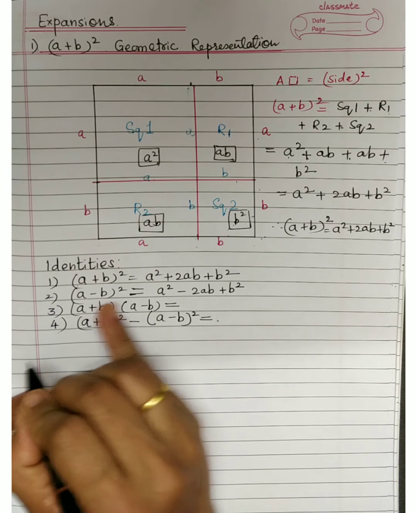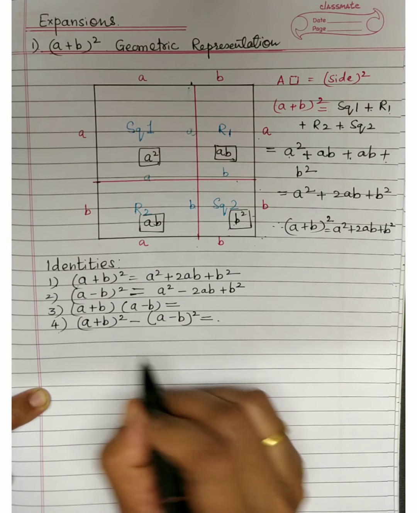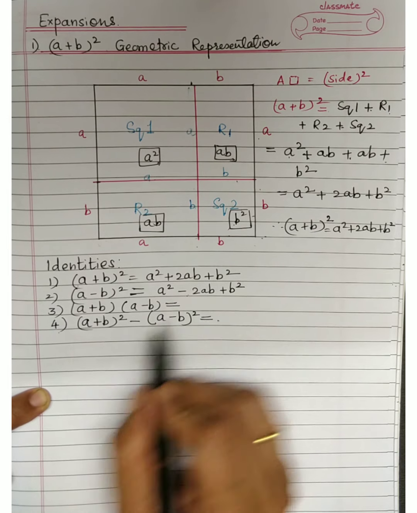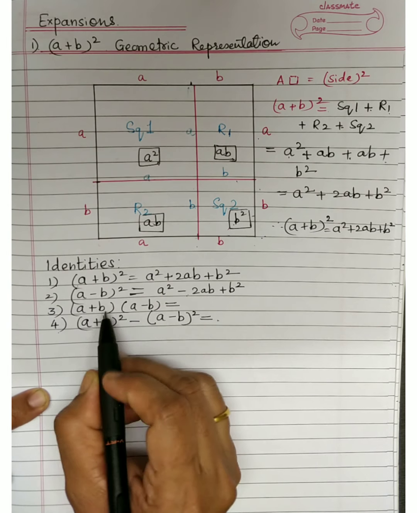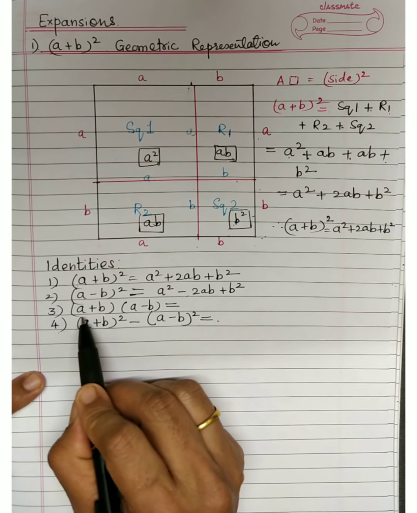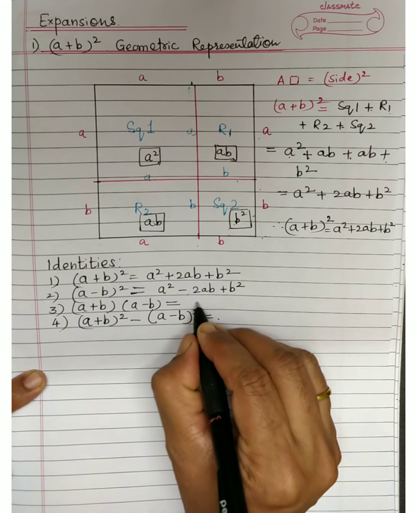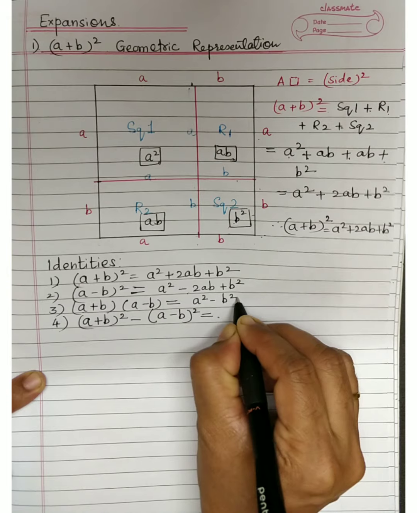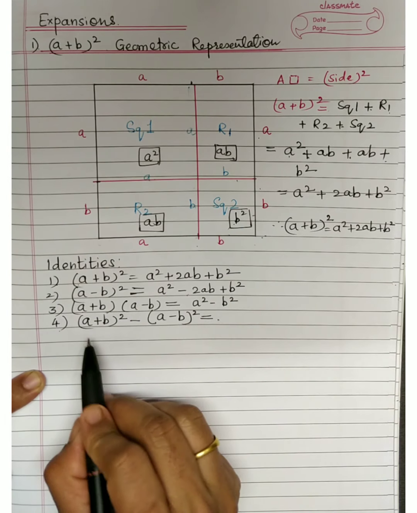Where does this formula differ from the previous one? Only the sign of the middle term, plus or minus. Then another very much used formula, (a + b) into (a - b). You know it is what? a² - b², the difference of the squares of the two terms.